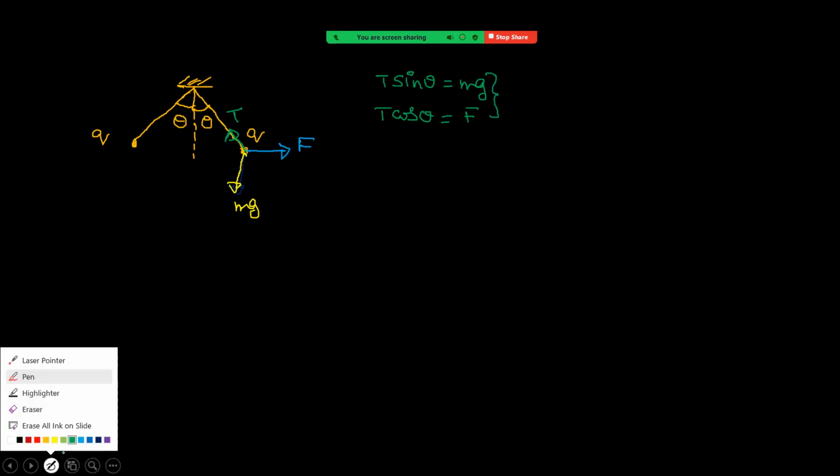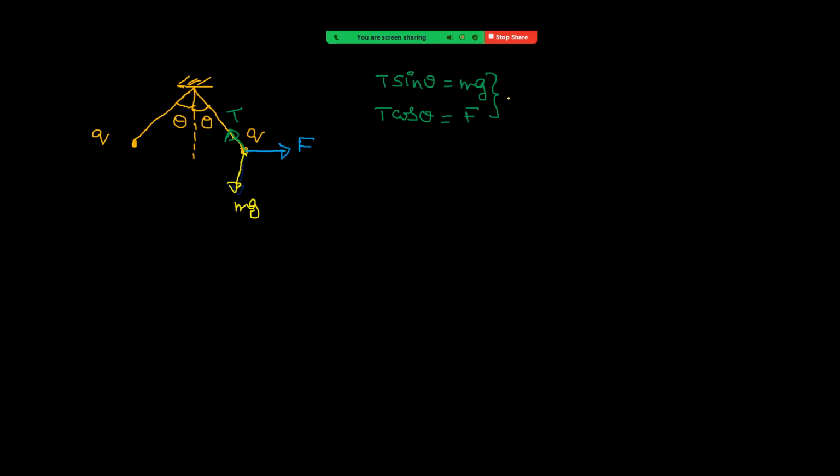From those two, we can write F equal to mg tan theta, right? Or if you remember Lami's theorem, which we have learned in vectors, then directly we can write F equal to mg tan theta. Okay. Now in the first case, what is given? It is an air medium, right? Now they are placing it in a liquid.